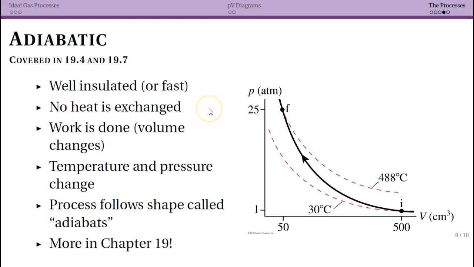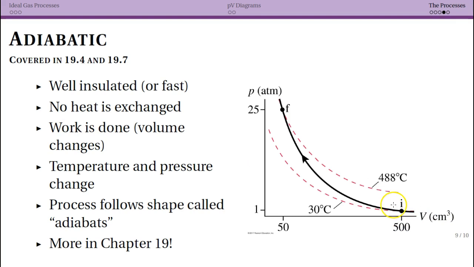An adiabatic process occurs when something is well insulated or the process is so fast that you don't have any heat entering or leaving, so no heat is exchanged. That is the definition of an adiabatic process. However, work is done. Now again, we haven't quite defined this yet, but that's also important to know for an adiabatic process. We see that the temperature changes and the pressure changes, and the volume changing is actually directly related to work being done. So all 3 of our state variables change.